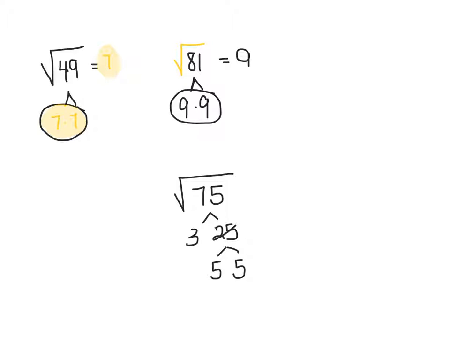Cross out anything that you factored because you don't want to confuse yourself. So now we look for pairs because a pair becomes a whole number. A pair of 5s becomes the whole number 5. The extra 3 has to stay underneath the radical. So the extra 3 is just the square root of 3. So the square root of 75 and 5 square roots of 3 are the same. This is your simplified answer.